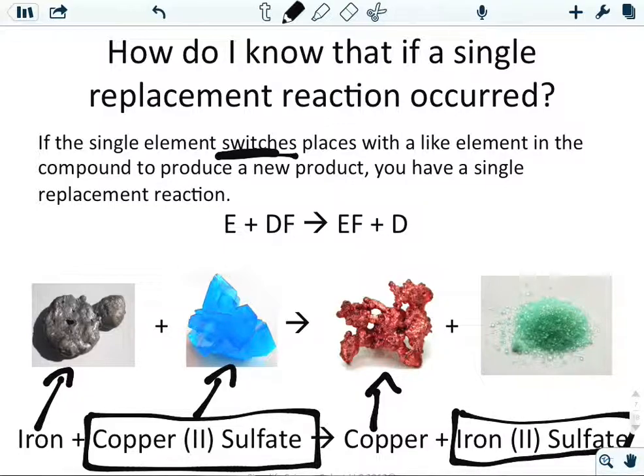They switch partners. A way we can remember this is if we have an element plus a compound that produces an element plus a compound, that means we have a single replacement reaction.